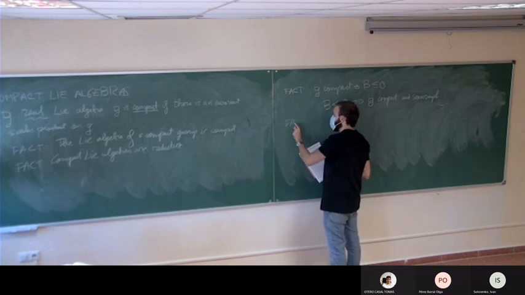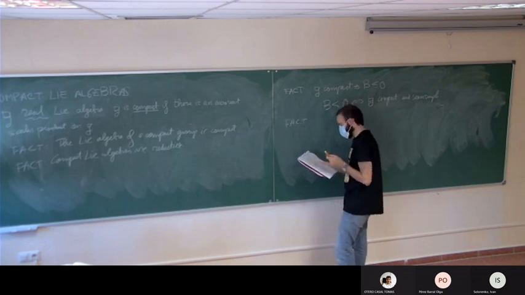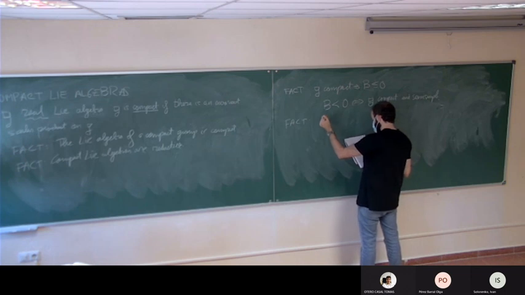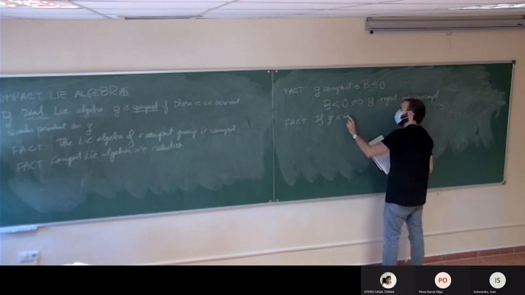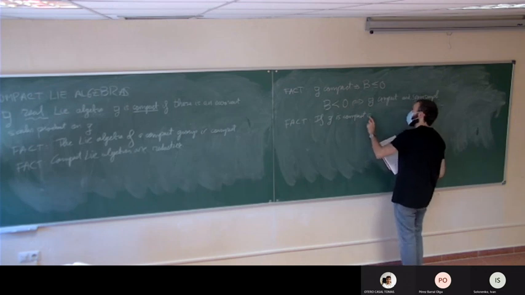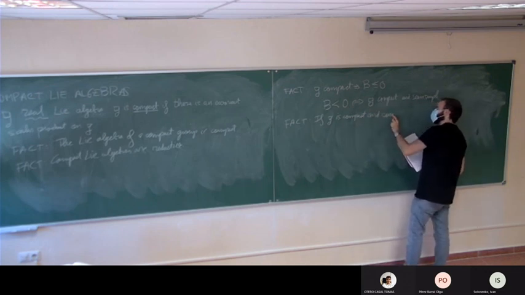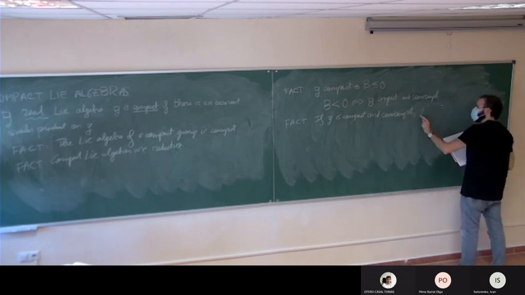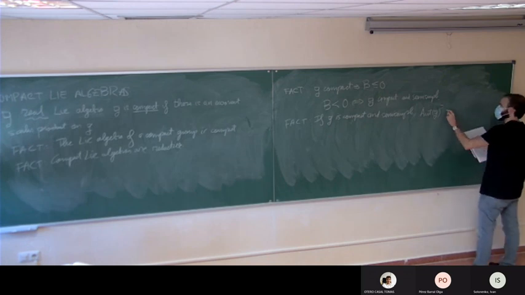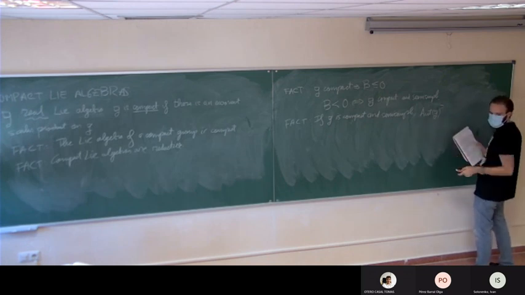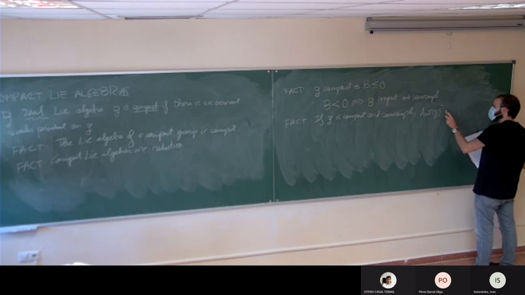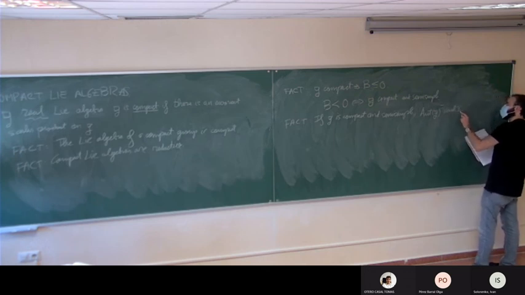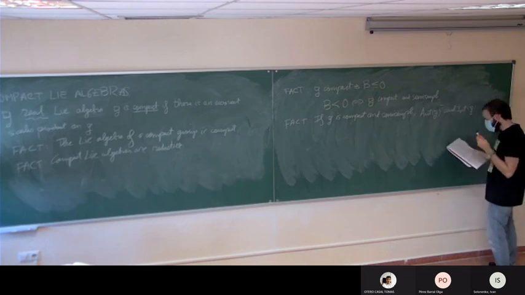A last fact, which is related to what Jose asked before, is that if G is compact and semisimple, then the group of automorphisms and the group of inner automorphisms, so we're adding the hypothesis of semisimplicity, which is more than what you asked before, these are compact.